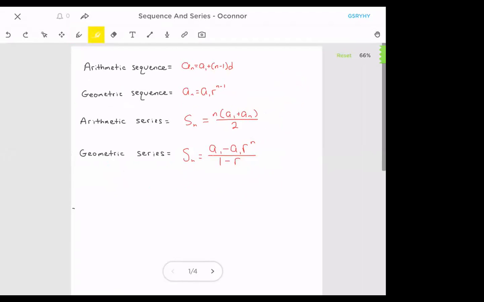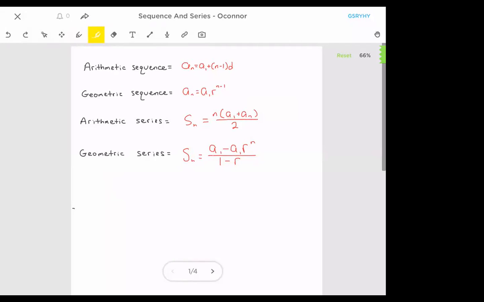The question was, what does S sub n mean? S stands for sum, and so that means when you add all the numbers together. So S sub n means the sum of all the numbers. So the first thing you want to do is figure out, is it arithmetic or is it geometric? And then once you have that figured out, am I just finding a number, which is a sequence, or am I finding a sum, which is the series?